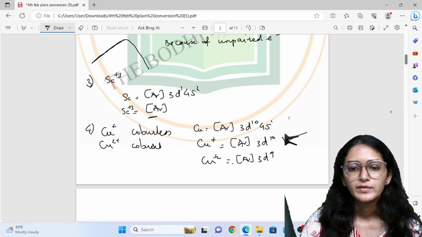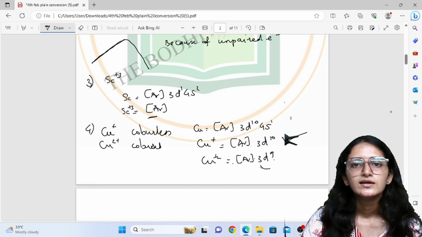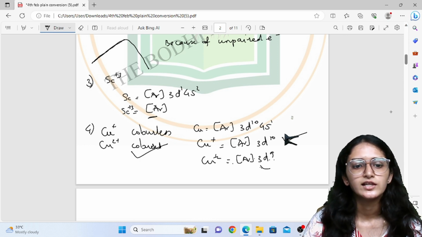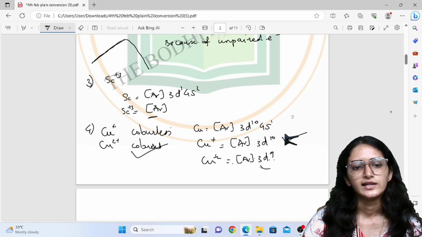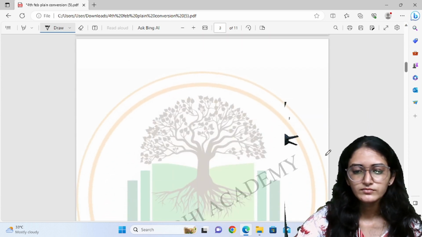Okay. So if you see, the first, copper plus, is a stable configuration as it has a fully filled d orbital. But copper plus 2 is not fully filled. Here there is one unpaired electron. So this is not fully filled. That's why, since we have an unpaired electron, this will show color. This will give color to the compound, and copper plus is colorless. Okay, so this is the answer.